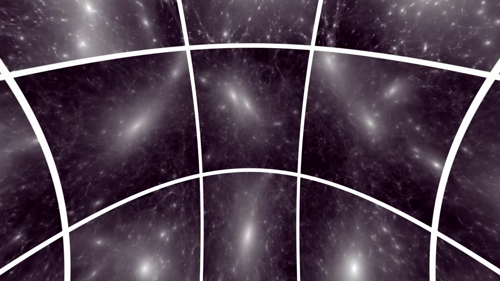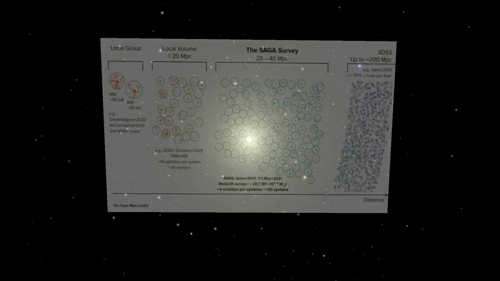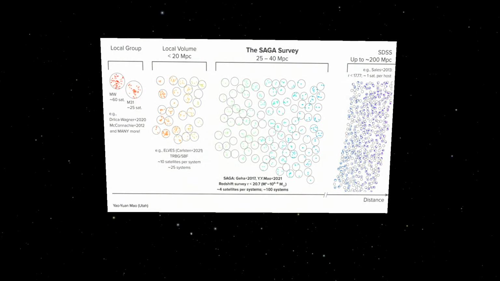The other thing that you can do is try to study satellites in other systems. So let's just look at this example. The Milky Way is the only galaxy in the universe where we can see 60 satellites. Our nearby neighbor, M31, sometimes known as Andromeda, we've measured about 25 satellites.